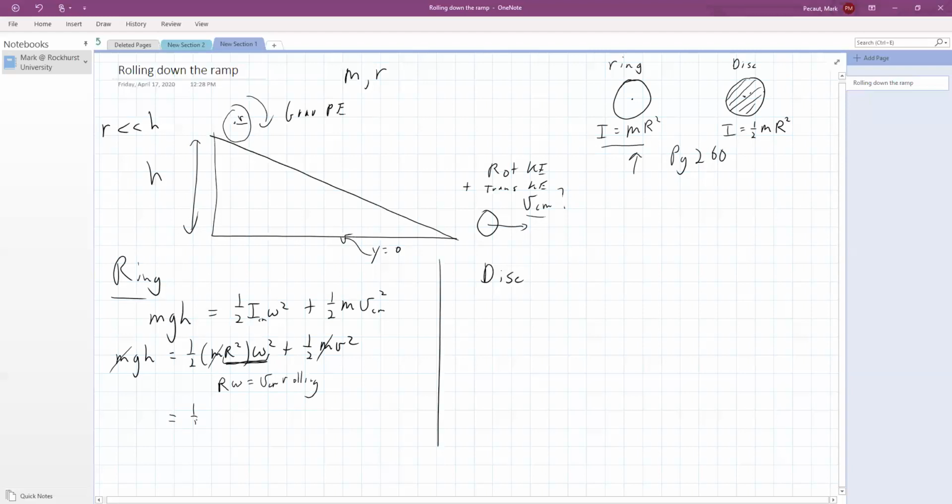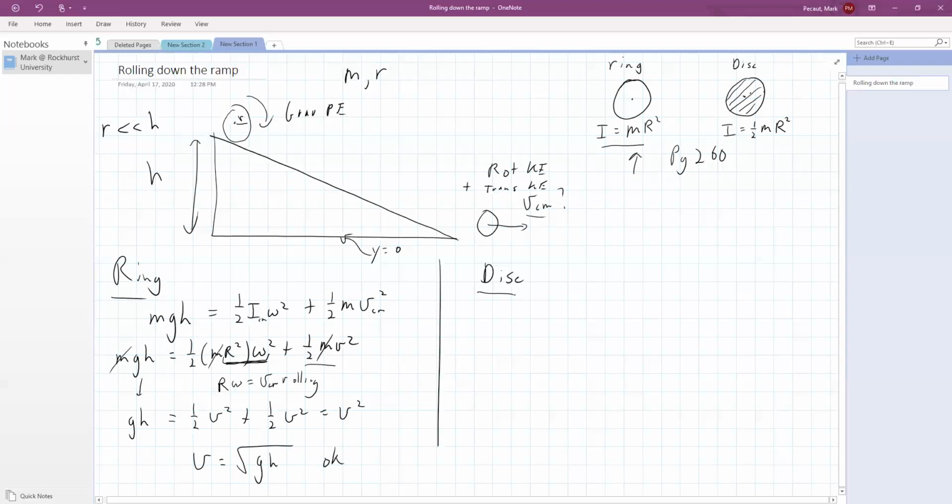So let me again write this down and simplify a little bit. So I get 1/2 v squared plus 1/2 v squared from this term. And that gives me v squared, just the whole thing. And then this, if I carry this down, just becomes gh. And so if I solve for this, this gives me v is equal to the square root of gh. Okay, fine. That's done.